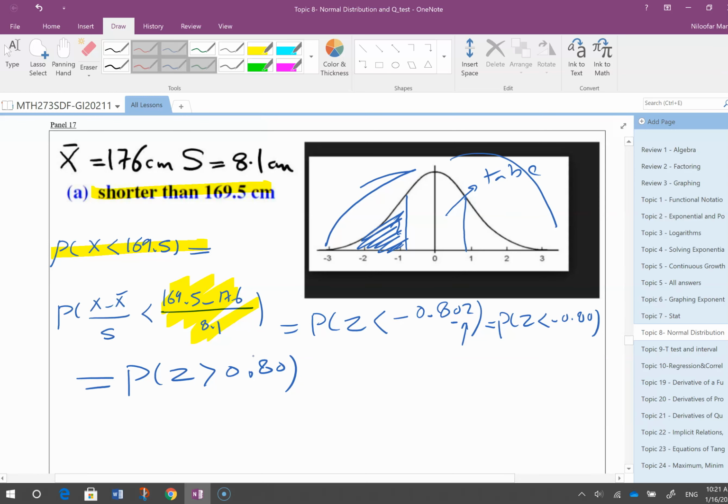0.80. It's more than that. I have less than 169.5. I go to z, then I find the answer. Z is less than minus 0.8, which is here. I don't have that. Because it's symmetric, what is happening on the right is happening on the left. So I can go to more than. I can say these two are the same as each other. But again, I don't have that. The part that I have is here.